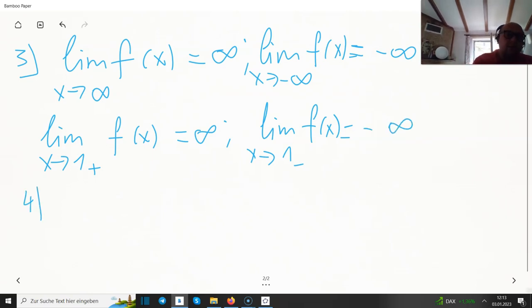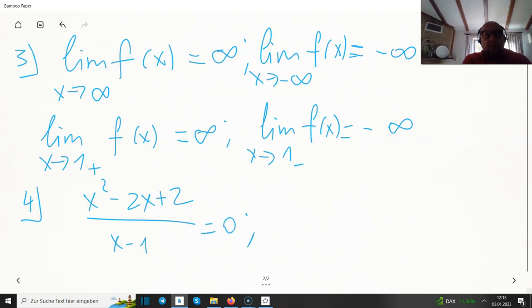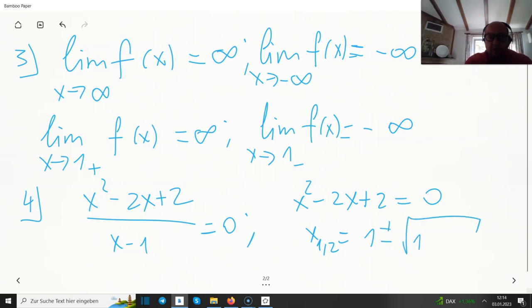All right, number 4, zero points. x squared minus 2x plus 2 divided over x minus 1 equals 0. We have a fraction where the numerator is equal to 0. The denominator is surely unequal to 0. So we want to put only the numerator, knowing that x is not allowed to be 1, equal to 0. We're using the so-called PQ formula, one of the formulas that is allowed for you to solve the equation. You can use it, and we see immediately this expression is less than 0, so no zero points. All right.